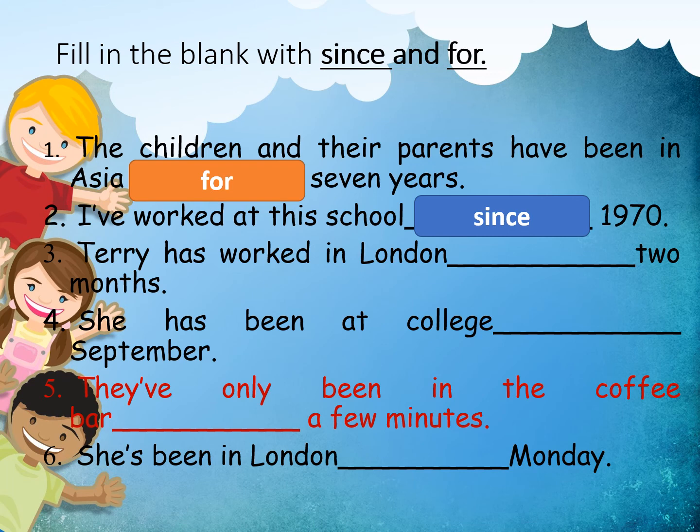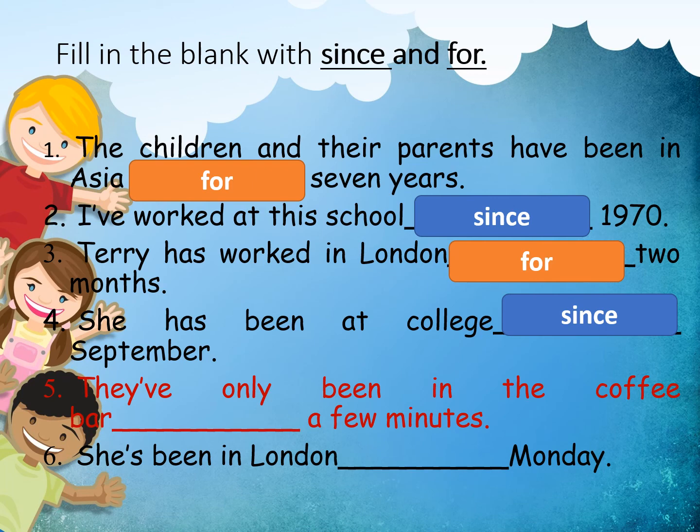Next, let's have number 3: Terry has worked in London blank 2 months. We have for, because Terry worked in London for 2 months only. Next, number 5: she has been at college blank September. So we have the answer since September. So from September up until now, she's still in college.